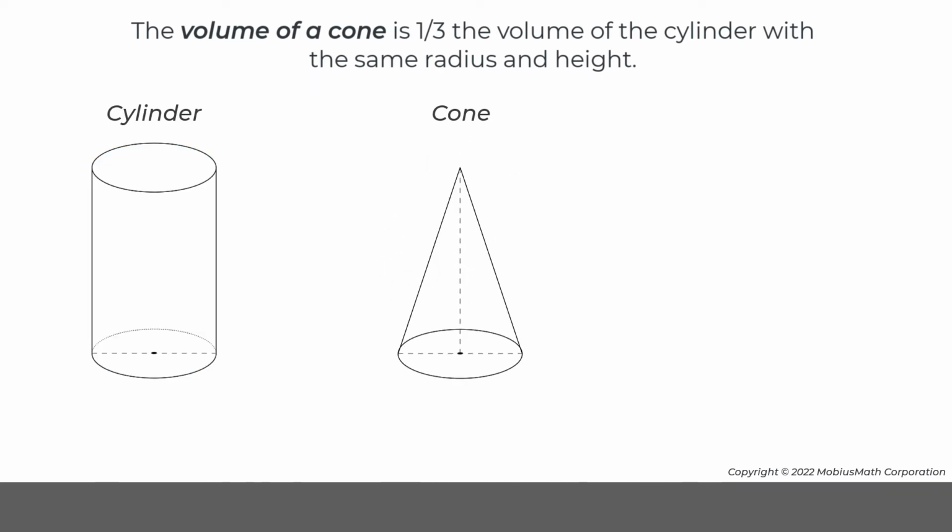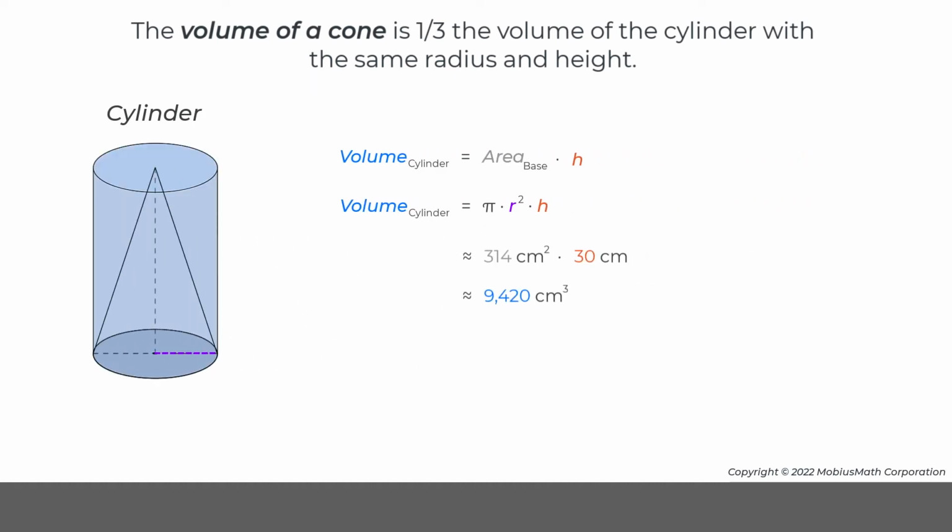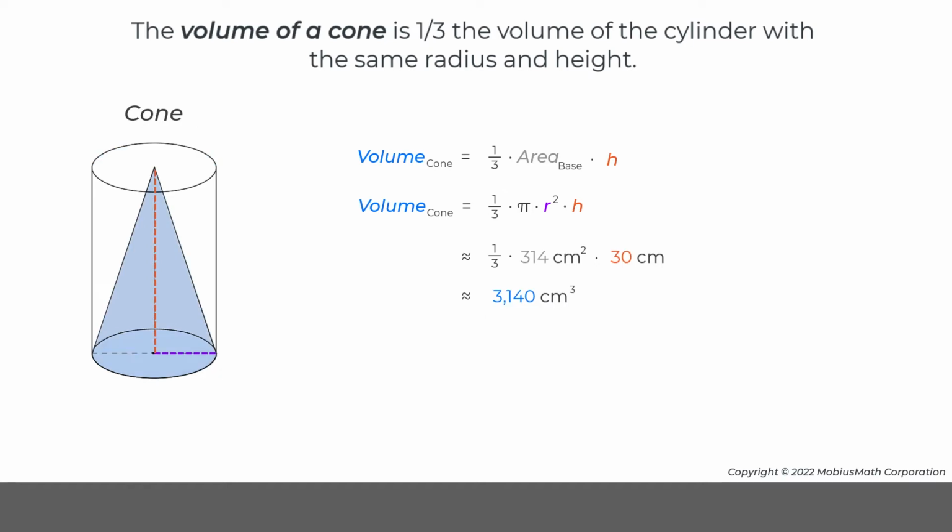So, one way to calculate the volume of the cone is to find the volume of the cylinder with the same radius and height and multiply by 1/3. Note, the volume of a cone is a function of its radius and height and can be represented by the following equations.